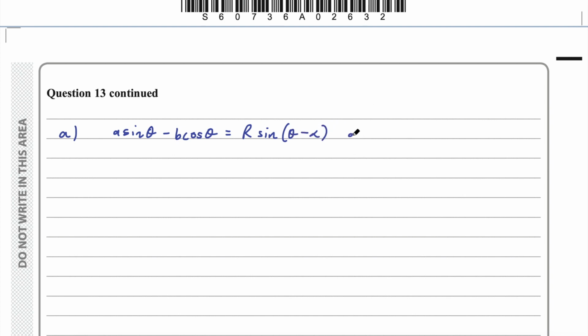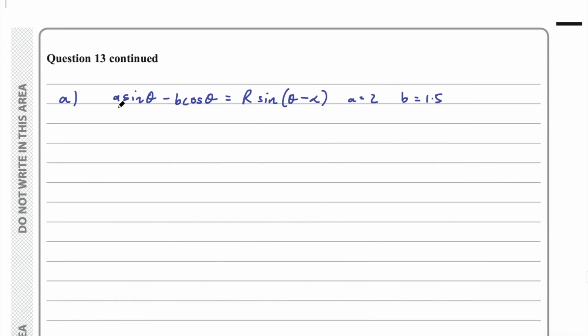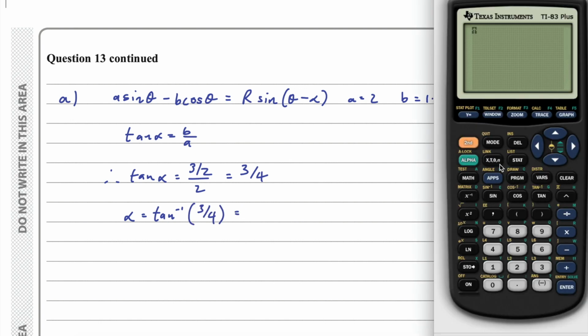And we know a equals 2 and b equals 1.5. So the way we find alpha is to say that tan theta equals b on a. So therefore, the tan of alpha is 3 on 2 over 2, which is just 3 on 4. So then we need to find the inverse tangent of 3 on 4, or the arctan of 3 on 4, to get alpha. Okay, so let's put that into a calculator.